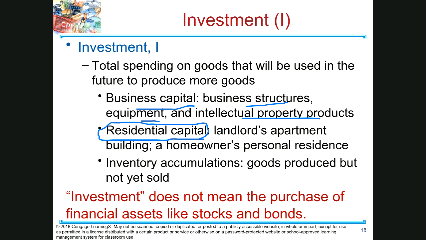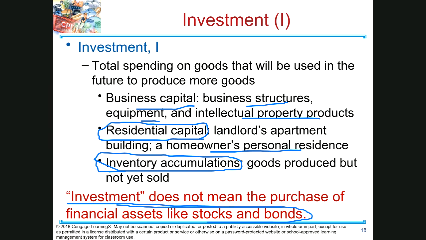Landlord apartment buildings and homeowners' personal residences count too. Now, this is another one: inventory accumulation. That goes to investment. Investment does not mean the purchase of financial assets like stocks and bonds. Those are not investment, because those are already included in businesses' investment. If somebody buys it again, it's like buying used stuff. That's not part of the GDP.